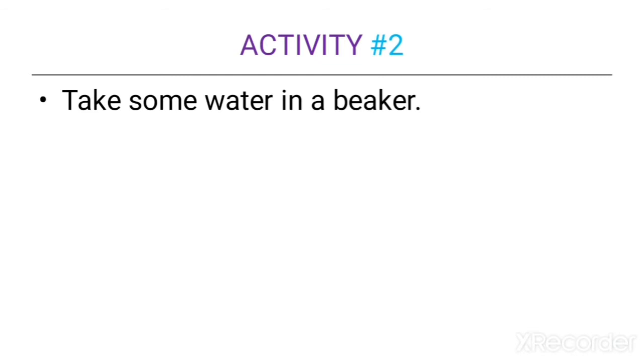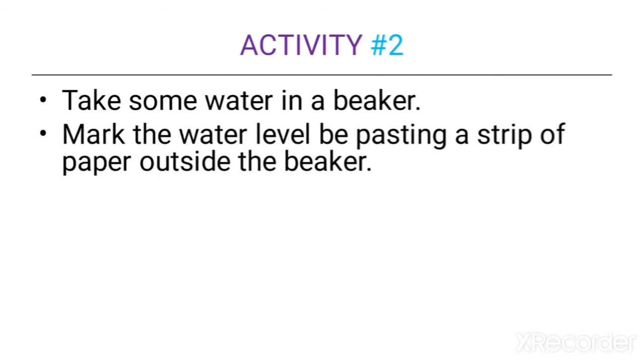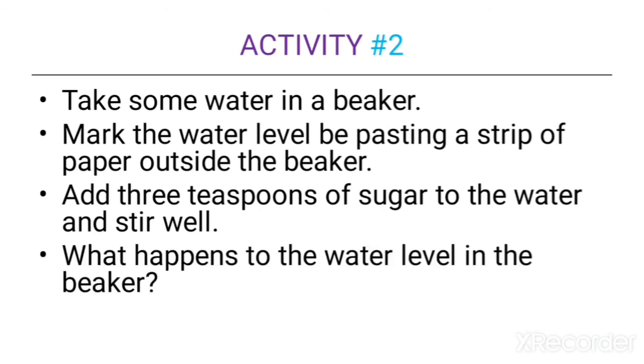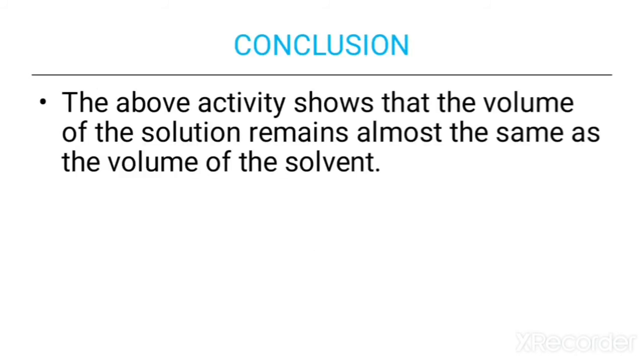Now the next activity is you have to take again a beaker with some water in it. Mark the water level by pasting a strip of paper outside the beaker. Now add 3 teaspoons of sugar to the water and stir well. What happens to the water level in the beaker? Does it change? Because you have added the sugar into it, ideally it should change. But what you will observe is it will not change.